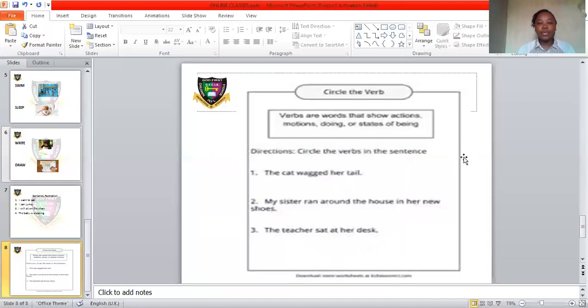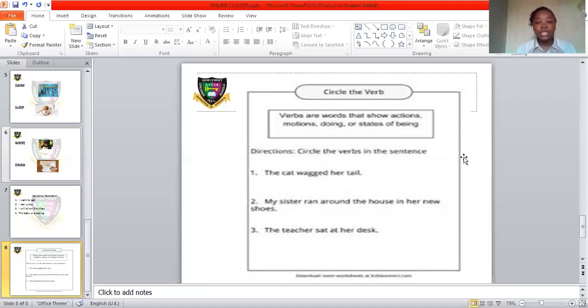Also, we have other examples in our worksheet. The first one is: the cat wagged her tail. When they say the cat wagged her tail, that means the cat is shaking her tail. That is the meaning of the cat wagged her tail.